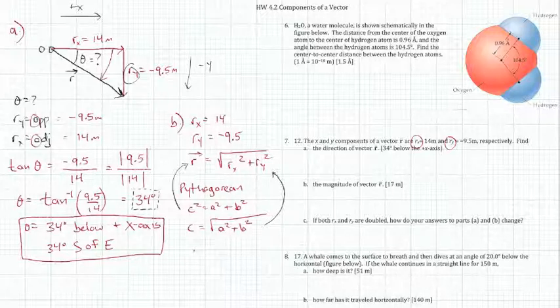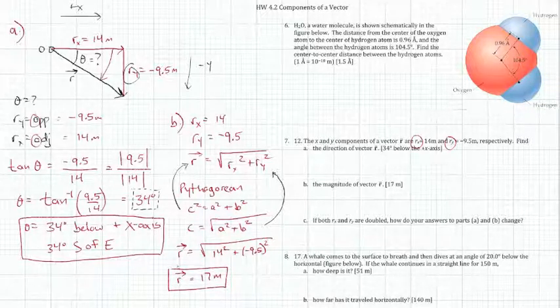So let's figure it out. The value of our vector r is the square root of Rx, that's 14 squared, plus negative 9.5 squared. Of course, the negative part doesn't really even matter because if you square it, it becomes positive. So if we square them, add them together, take the square root of the whole thing, R is going to come out to be, of course, if we round, our answer being 17 meters. All right, so that's part B right there.